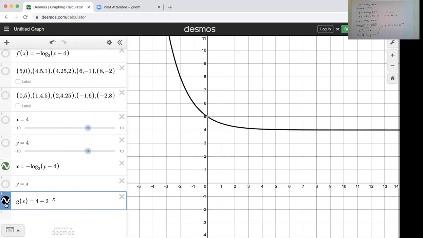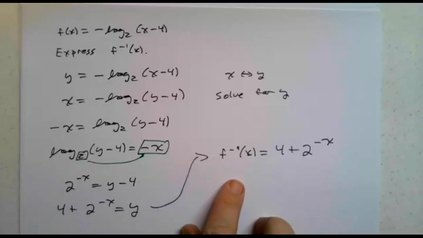So we have successfully determined what the inverse function is. F inverse of x is 4 plus 2 to the negative x. But again, the domain of f is the range of f inverse. The range of f is the domain of f inverse. Look at your graphs to help identify what those concepts mean.